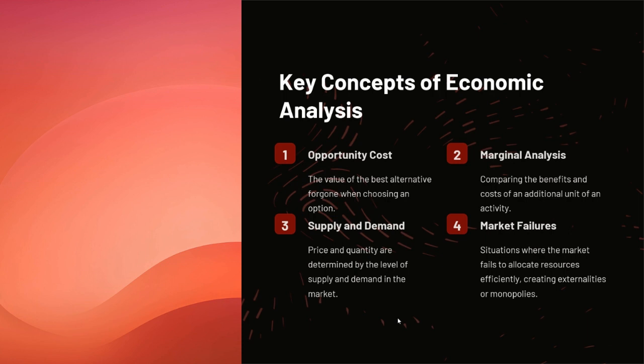The next is market failure. Situations where the market fails to allocate resources efficiently, creating externalities or monopolies. If there is only one company in the market, which is a monopolized company, then it can set prices of its product however they want. So it is impossible for the consumers to buy any other company's products, which leads to less supply and less demand for that one product. That crashes the market. That is called market failure.